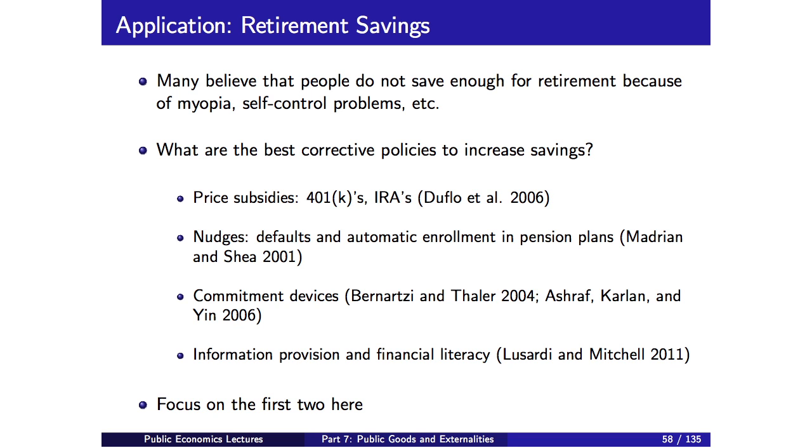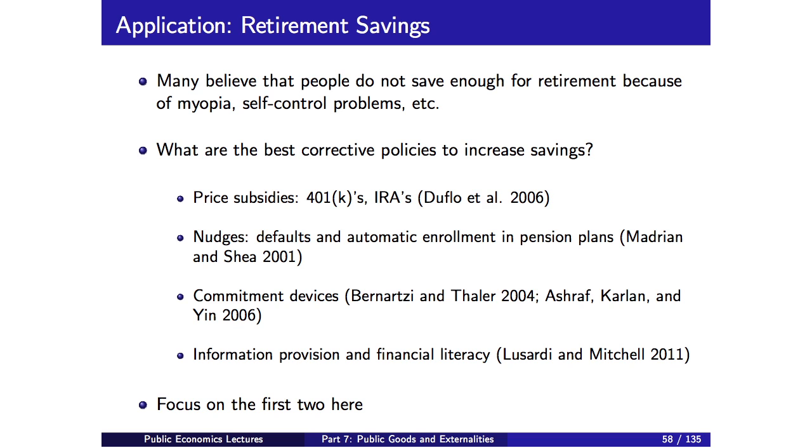A different method might be nudges, or kind of trying to shift behavior through taking advantage of their behavioral problems to change the level of savings. So most prominently here, there's a lot of work on defaults and automatic enrollment in pension plans, which we'll talk about in a second.